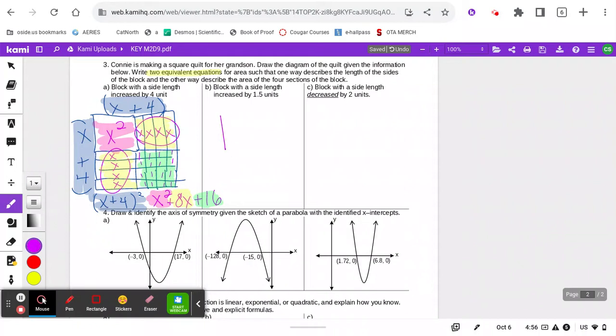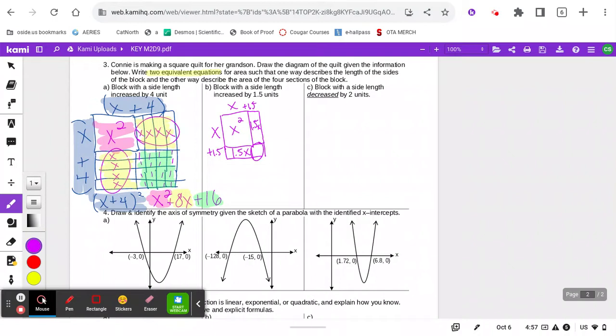All right, let's draw it. Here's an x by x square increased by 1.5 units, 1.5 units. So this right here is 1.5 x's. This one right here is 1.5 x's. And then this corner here is 1.5 times 1.5. Yeah, grab your calculator for that one.